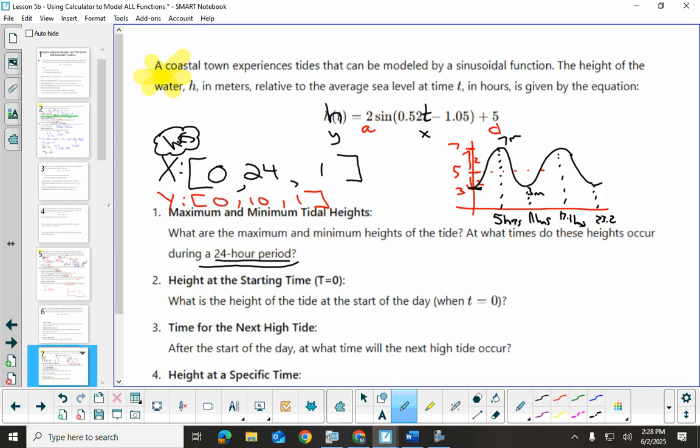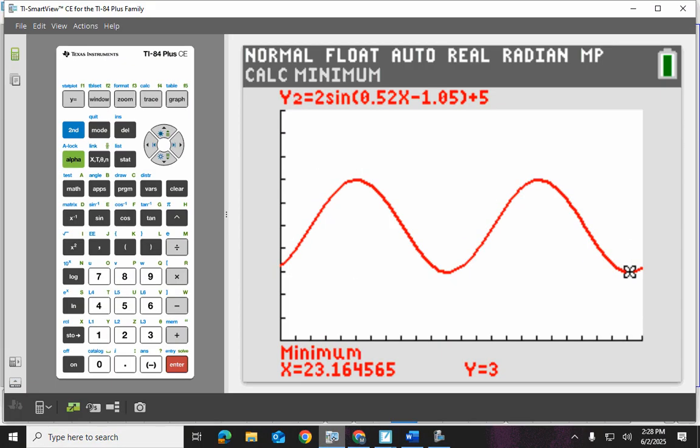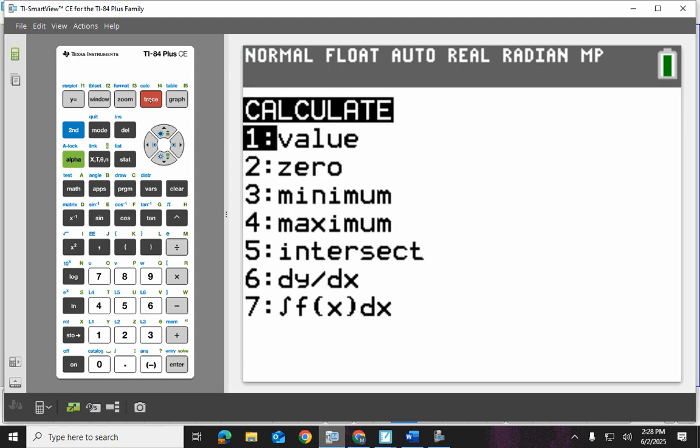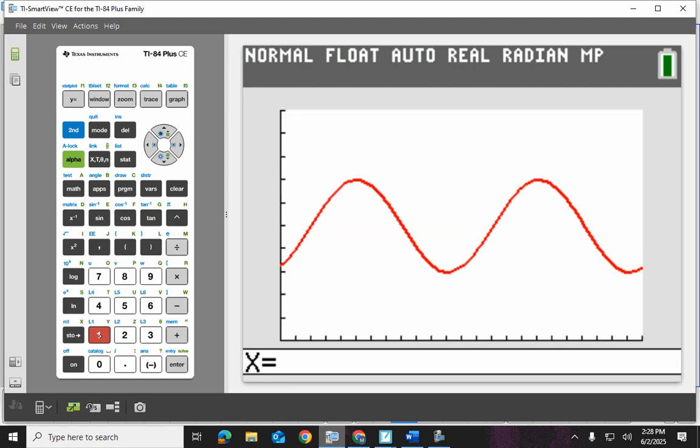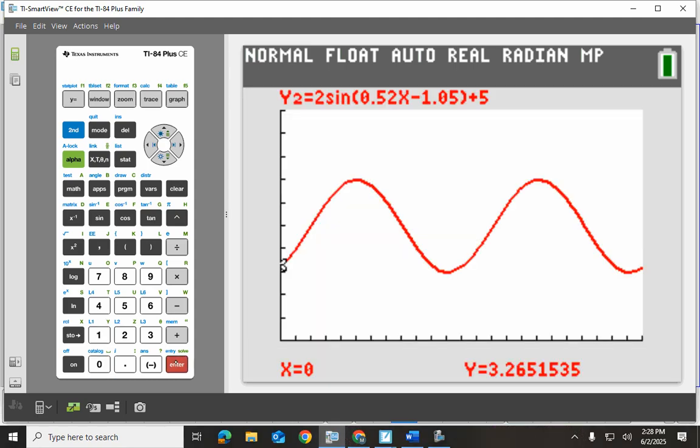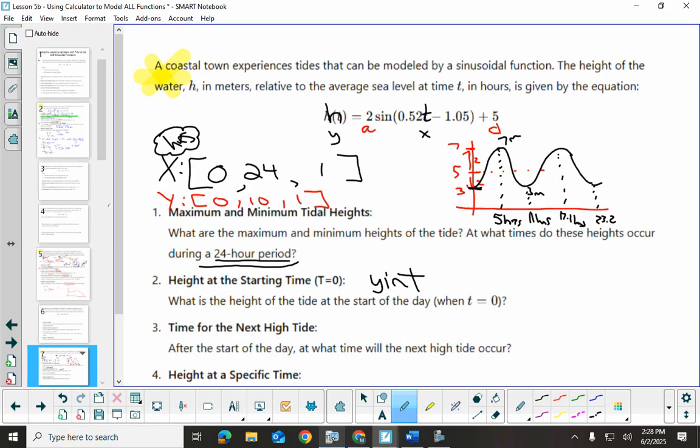What is the height of the tide at the start of the day? So at time 0, so again, this is y-intercept. So y-intercept, number 1, y-intercept by 0, so 3.3 meters is the tide. So it's not at its lowest point. The lowest point occurred probably at like 11:30 p.m. on the previous day, and at midnight or time 0, the water's coming back into the harbor. So 3.3 meters.